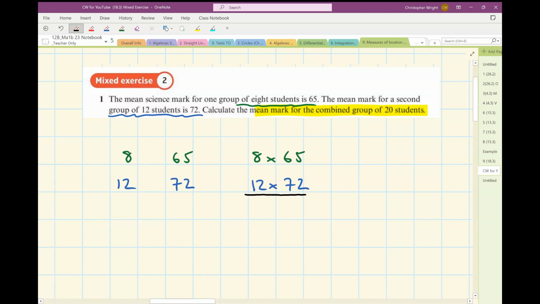So altogether, the 20 students combined have scored 1,384 marks. So to find the mean for the whole group, I'm going to do the total for the whole group divided by 20, the number of students, to give me a mean of 69.2 marks.